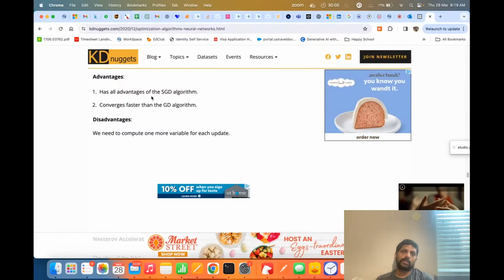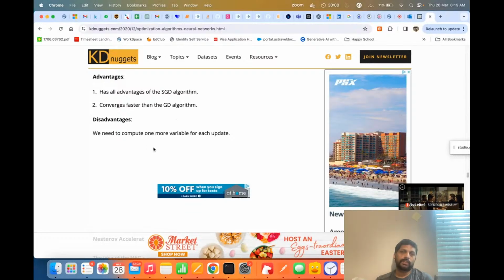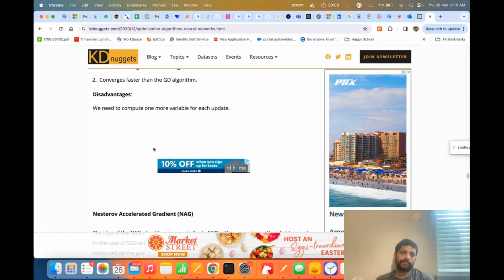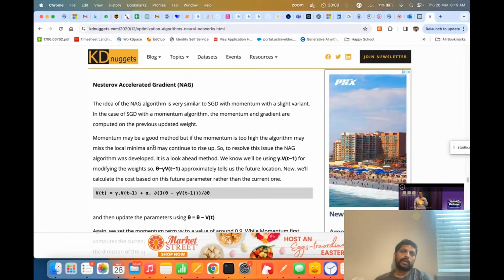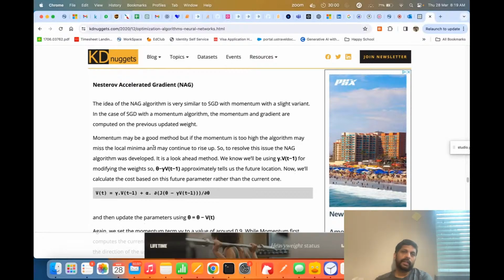the advantages: SGD with momentum converges faster than the GD algorithm. The disadvantage is that we need to compute one more variable for each update. So next, Nesterov accelerated gradient.